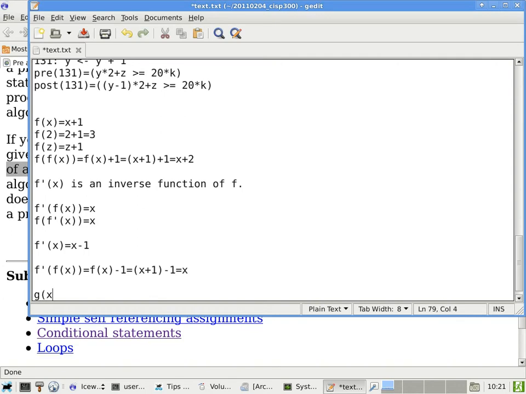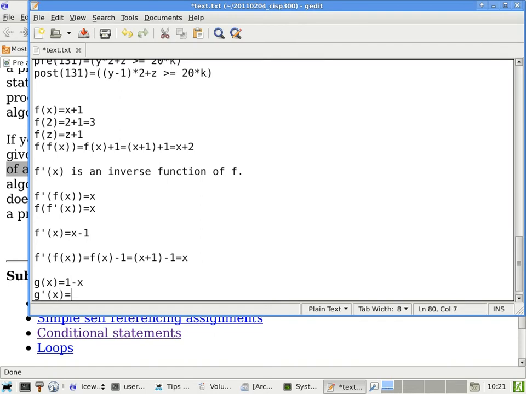Let's try g of x. I just don't want to confuse things by using the same letter, so I'm using another function, g of x. What if g of x is 1 minus x? What is the inverse of that? 1 plus x. No. This one is a little bit counterintuitive. It is the same as the original. It's 1 minus x.